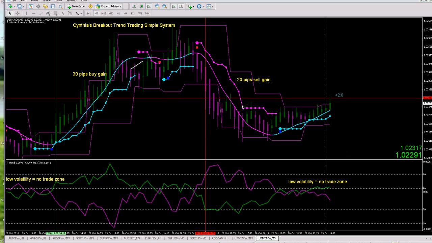Here, going short, this was your trailing stop. Again, you probably would have gotten stopped out here, which is okay. That's not bad. If you had stayed in the trade, you would have gotten stopped out here.